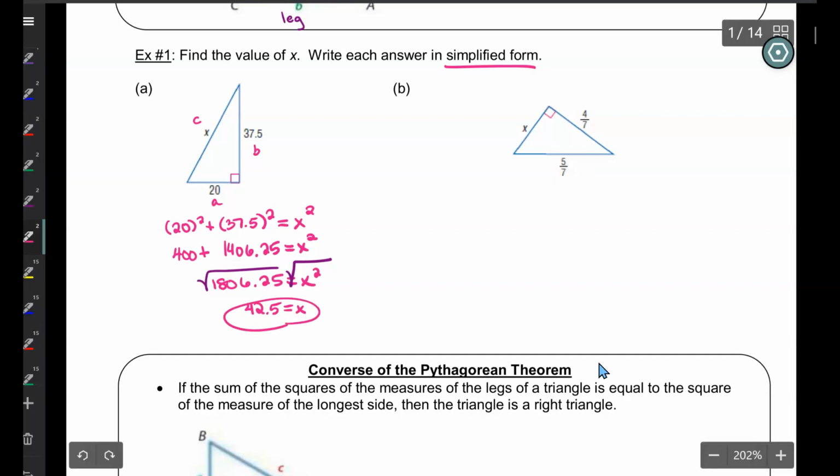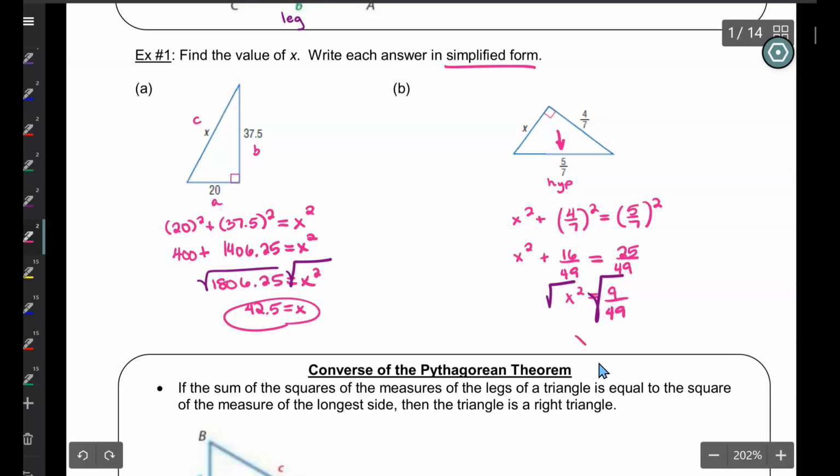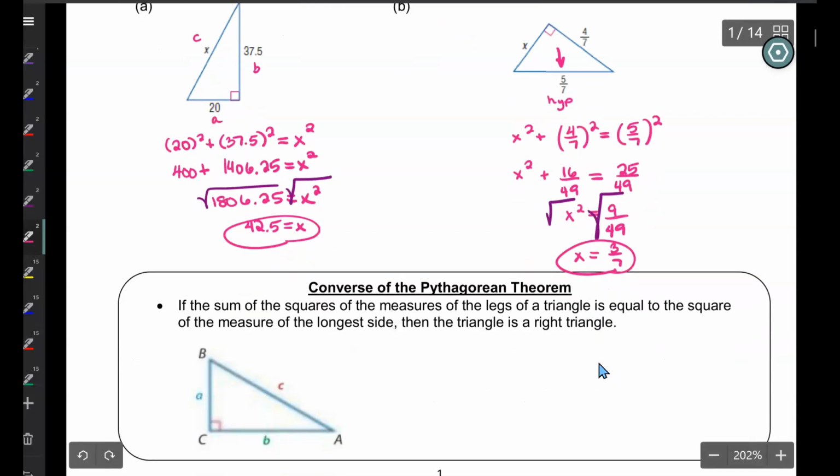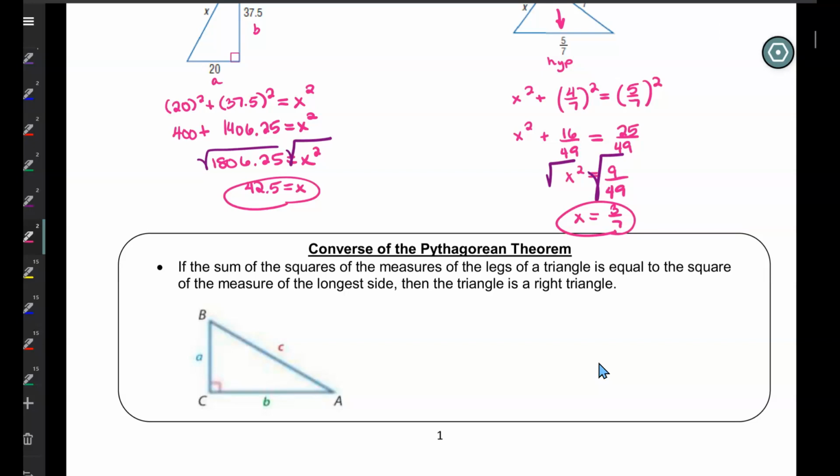Okay, next one. So 5/7 is opposite the right angle, so that's our hypotenuse. So this time it's going to be x squared plus 4/7 squared equals 5/7 squared. Now remember, when we square a fraction, we're going to square the numerator and the denominator. So 16 over 49 equals 25 over 49. Subtract 16/49 from both sides, so that will give us 9 over 49. And then when we take the square root of a fraction, we take the square root of the numerator and the square root of the denominator, so that's going to be 3/7. Again, we want to make sure it's in simplified form. Don't change it to a decimal, unless it's an exact decimal like the last one.